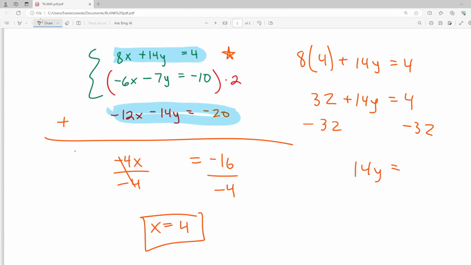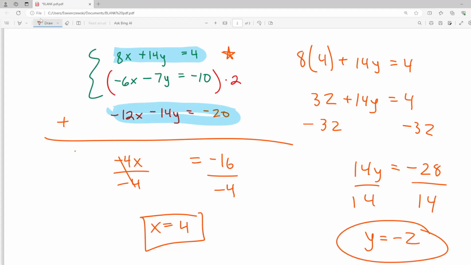4 minus 32 is negative 28. Divide by 14. Divide by 14. Y equals negative 2. And we are done. And I'm going to pause the video there.